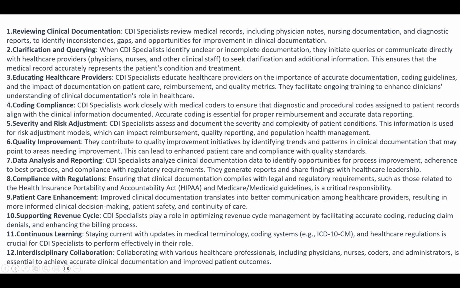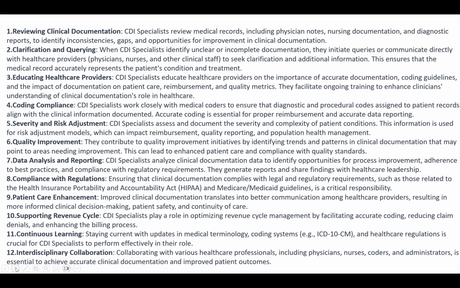Supporting revenue cycle. CDI specialists play a role in optimizing revenue cycle management by facilitating accurate coding, and accurate coding results in accurate reimbursement, reducing claim denials, enhancing the billing process. And again, it keeps in balance providers getting paid what they should, while payers paying what they should, and keeping those things aligned.